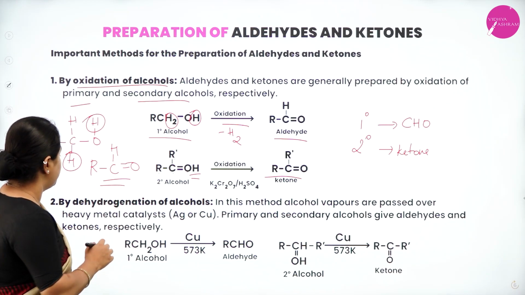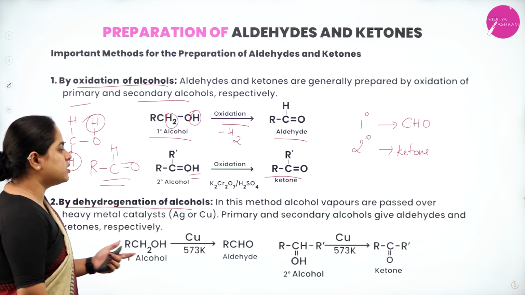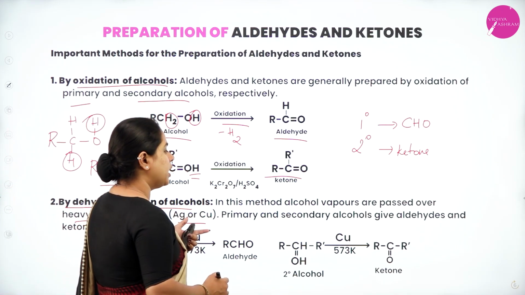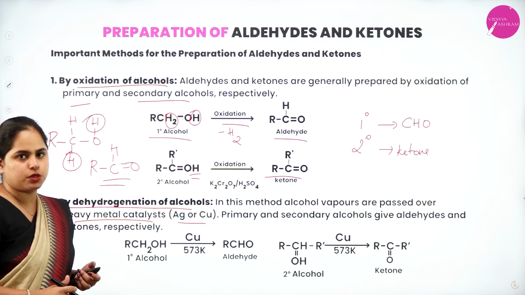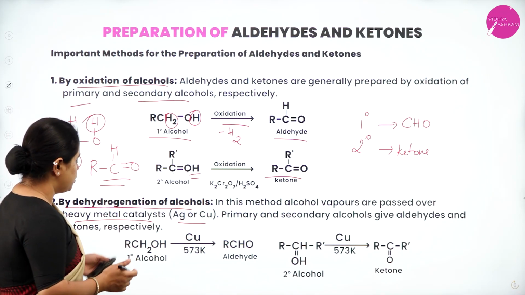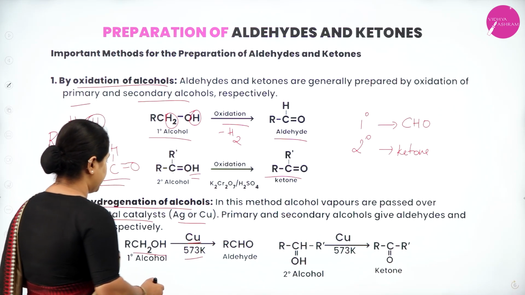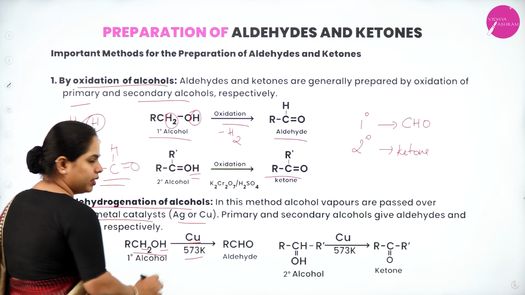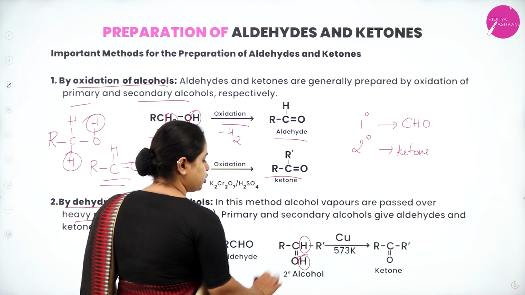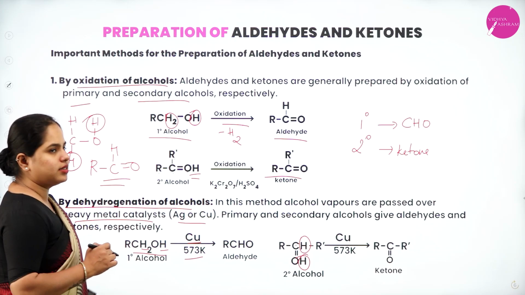Now the next one is by dehydrogenation of alcohols. Dehydrogenation means removal of hydrogen itself. In this method, alcohol vapors are passed over heavy metal catalysts like silver or copper. Primary and secondary alcohols give aldehydes and ketones respectively. So here also primary alcohols will give aldehydes, and secondary alcohols will give ketones. For the primary alcohol RCH2OH in the presence of copper at 573 Kelvin, we are going to get an aldehyde. Again, hydrogen will be removed from here. For the secondary alcohol, you can see here hydrogen and hydrogen will be removed. H2 will be removed, so what you will have is RCOR dash, that is a ketone. Clear? So these two methods are similar.